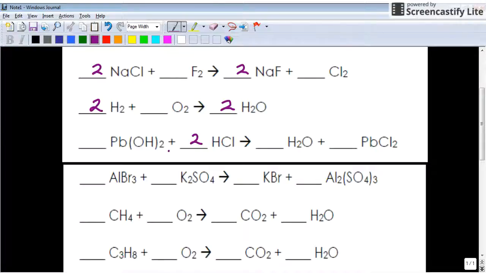All right, so next, let's look at hydrogen. We've got 2 because of this subscript and 2 right here. So that makes 4 in total on this side.